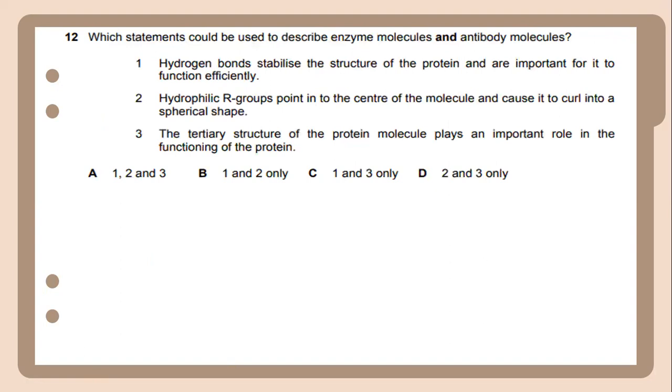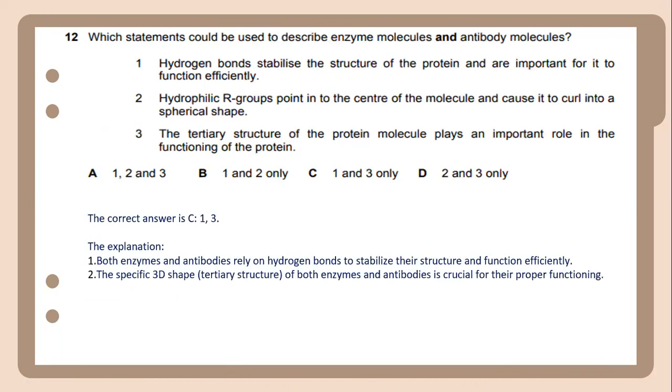Number 12, which statement could be used to describe enzyme molecules and antibody molecules? The answer will be hydrogen bonds stabilize the structure of the protein and are important for it to function. And the tertiary structure of the protein molecule plays an important role in the functioning of the protein. This can be explained through both enzymes and antibodies relying on hydrogen bonds to stabilize the structure and function efficiently. And the specific 3D shape, the tertiary structure, for both enzymes and antibodies is crucial for their proper functioning.